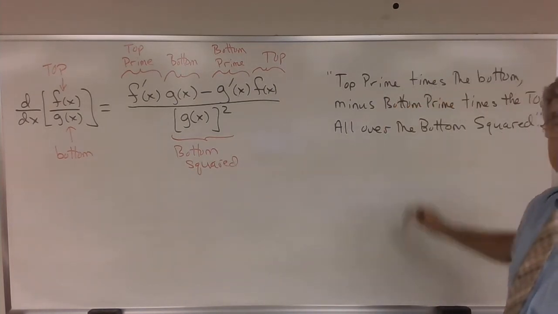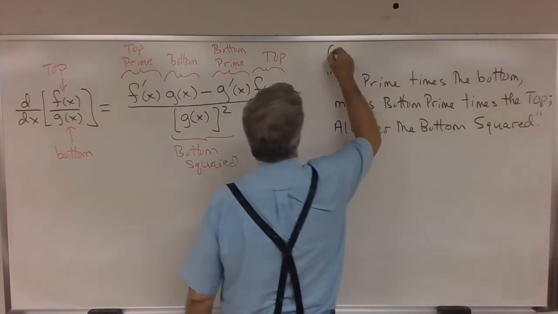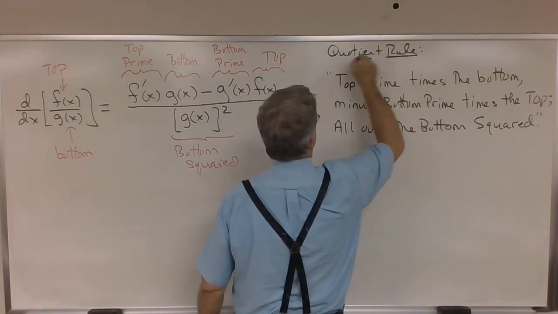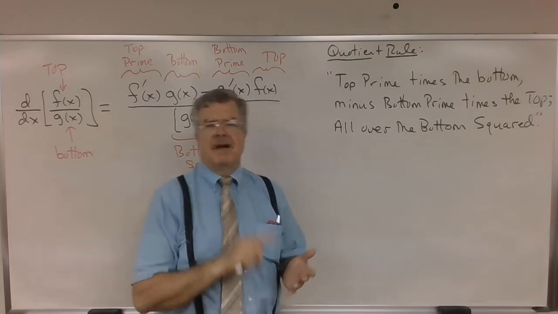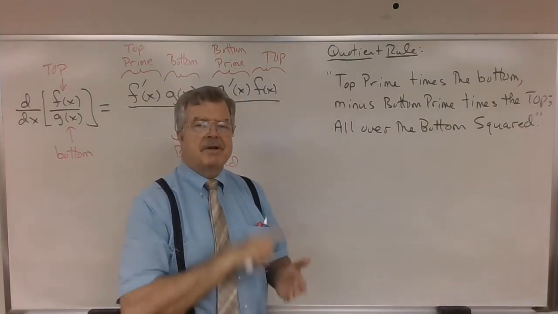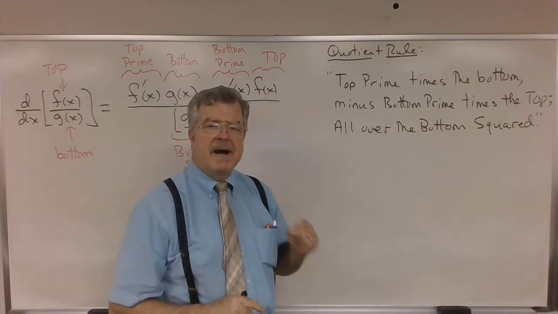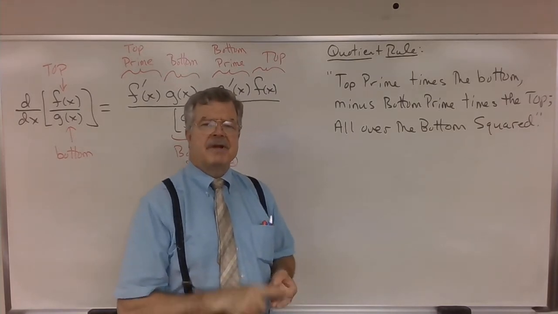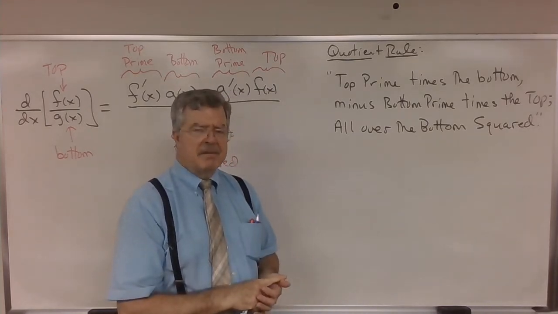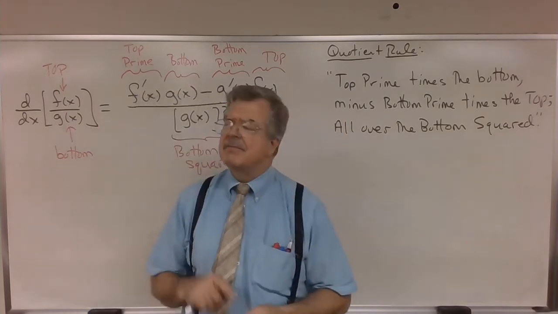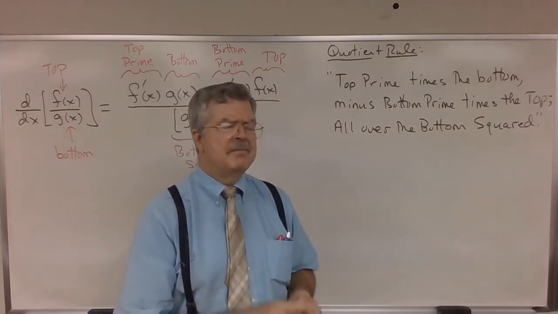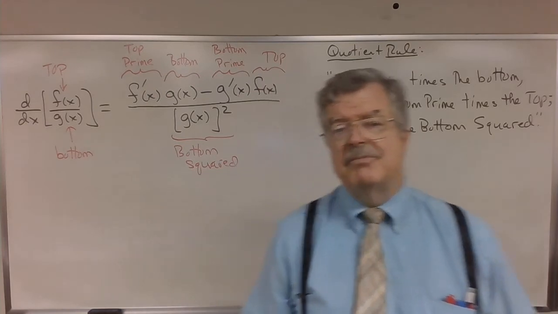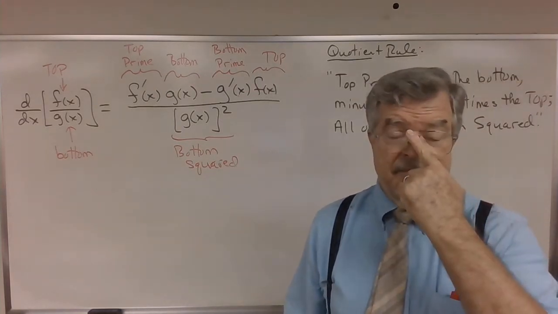To that, we're going to add the quotient rule. Top prime times bottom minus bottom prime times top all over the bottom squared. Say that 10 times a day for the next 3 days, we'll know it forever.